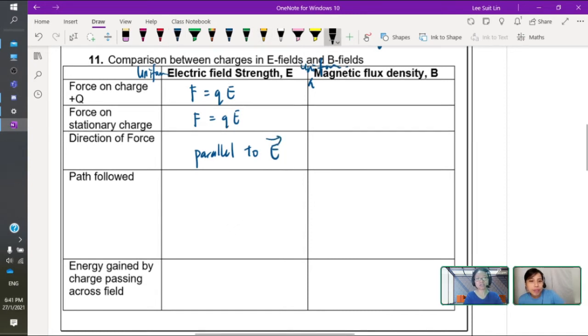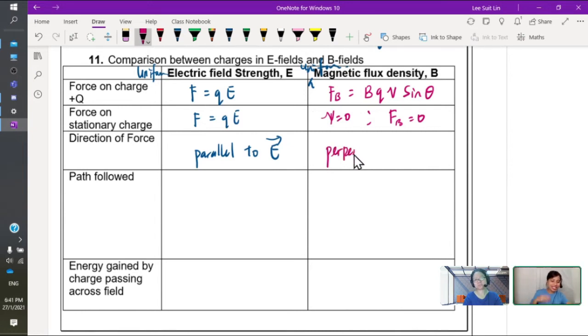Okay, let's look at the magnetic force too. What's the magnetic force? F_B = qvB sin theta. Okay, stationary charge, v = 0. So what happens to F_B? You sub in a zero, the whole thing becomes zero already, so it's zero. Okay. Next. Oh, direction. Perpendicular to B.